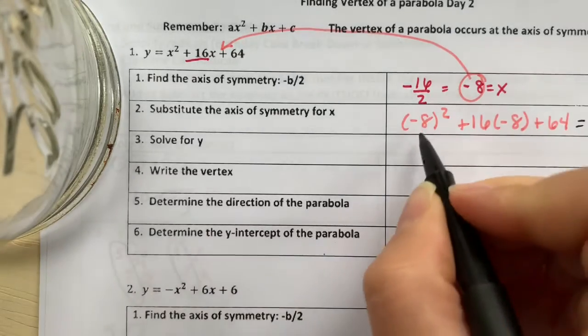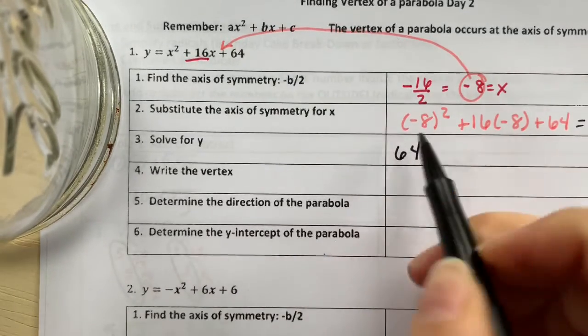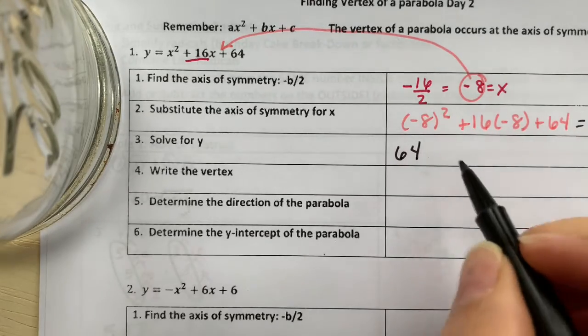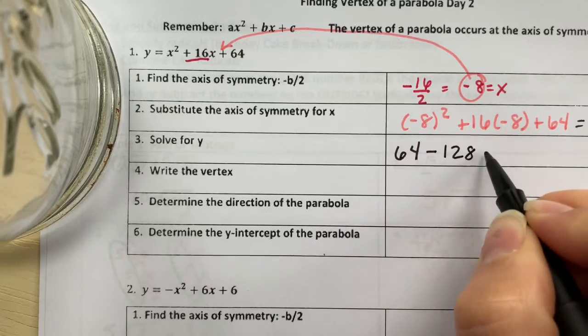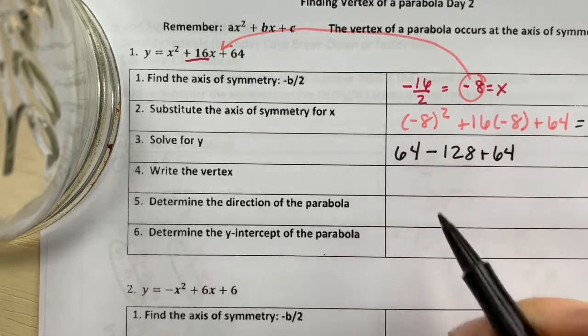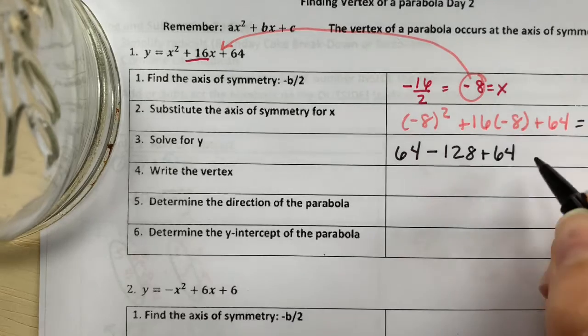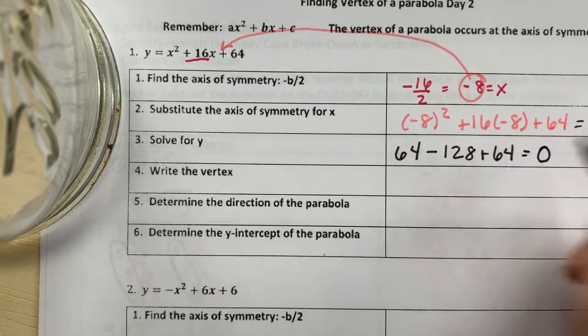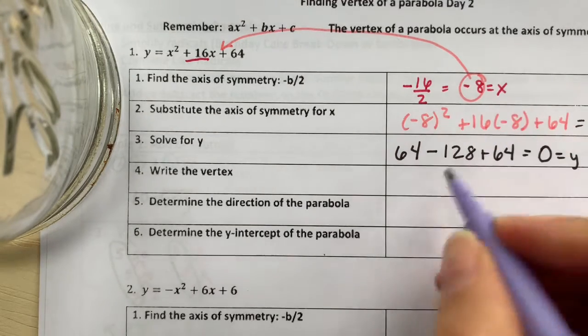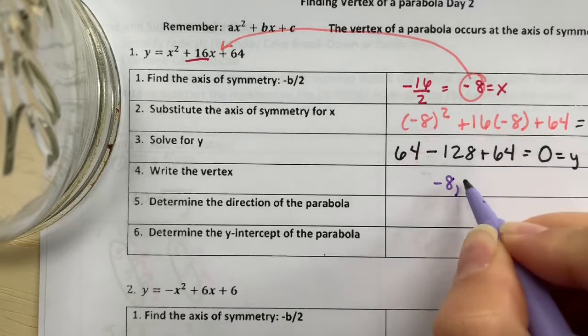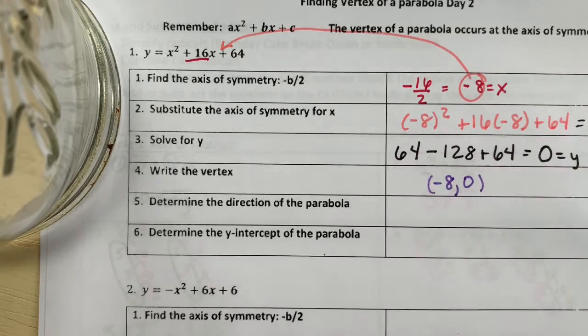So we're just solving. Negative 8 squared is a 64, because the negative times the negative is positive. Minus 16 times 8 is 128, plus 64. 64 plus 64 is equal to 128. So our total is 0, and that is our y. So we have to write the vertex, and we're going to write that in x comma y. Our x is negative 8, comma y is 0. So our vertex is at negative 8, 0.